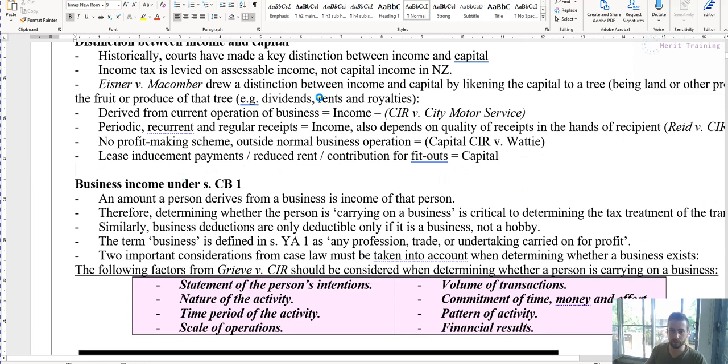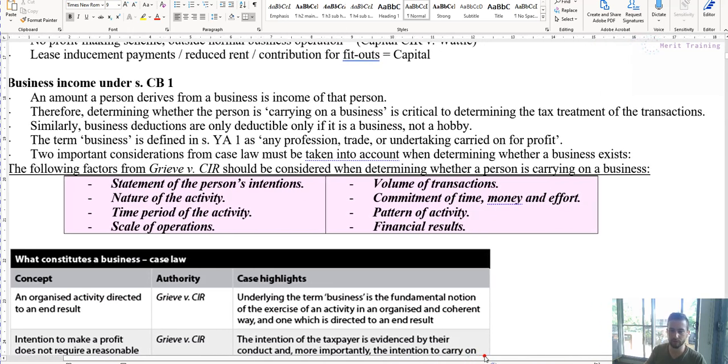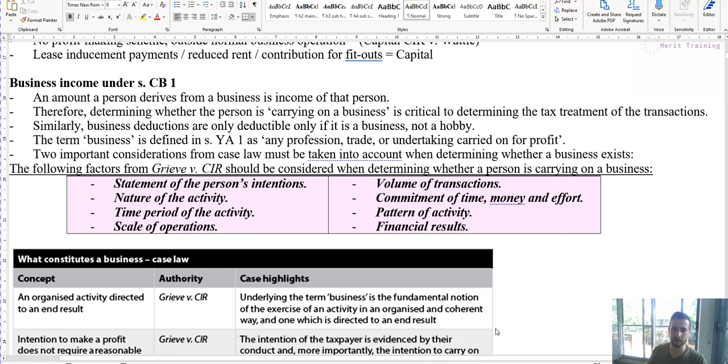Okay, so one of the things we talked about was business income. So if it's amounts that have been derived from the operating of a business, then it's income, not capital. So how do you actually know if something's a business or not? And it's also important not just from the income perspective, but also the deductions. Because deductions and income, obviously as well, they're only deductible or assessable, depending on whether it's income or deduction, if it's a business, not a hobby. So we need to understand what the distinction is between a hobby and a business, right?